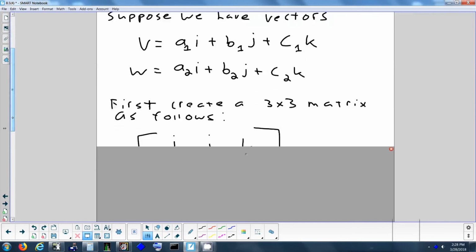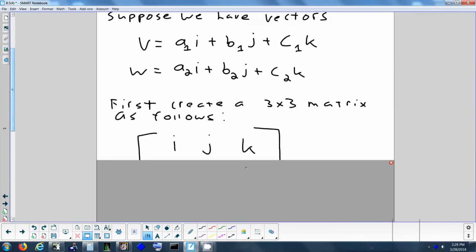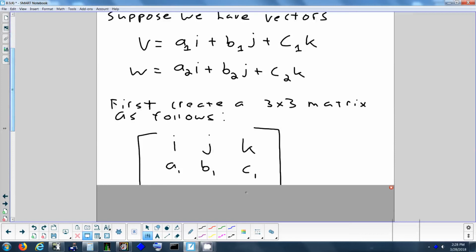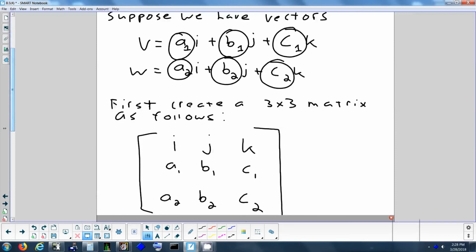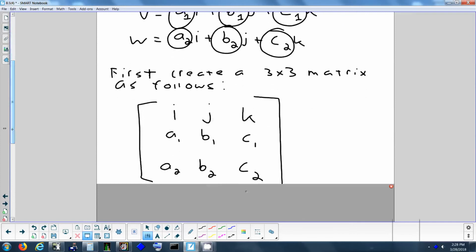No matter what the problem is, the first row of this matrix is always i, j, k. The second row is going to be the coefficients a1, b1, c1. We put those numbers right there. And the third row would be the coefficients a2, b2, c2. So that's what you start with. Any questions on that?